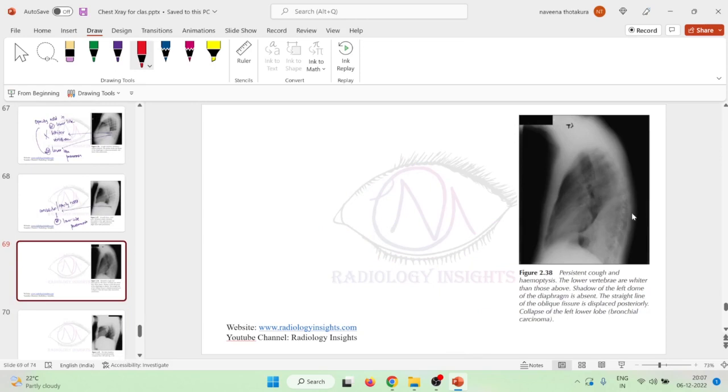Next, this is again a patient with persistent cough and hemoptysis. Here also you will see the vertebrae are whiter than the vertebrae above. Whiter vertebrae. Remember, this is an oblique fissure. And what are you seeing here? Here there is an opacity noted in the lower lobe. Obviously you are seeing only one diaphragm, not two. So this is the left lower lobe.